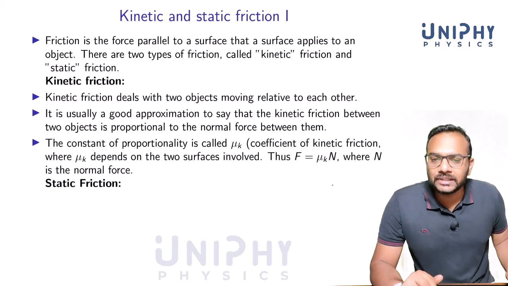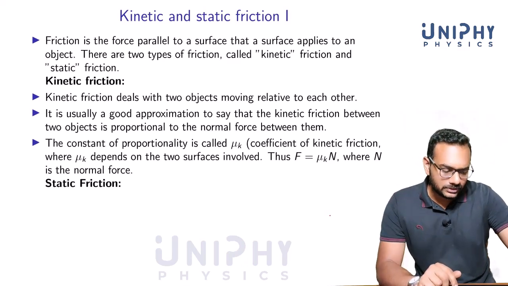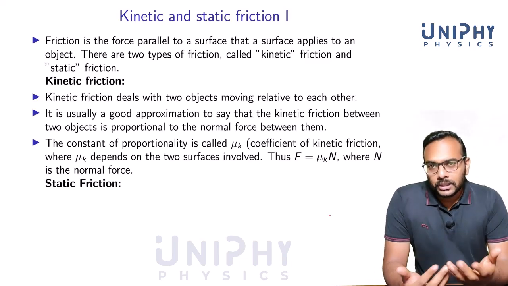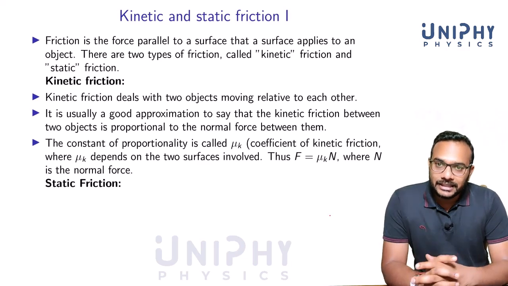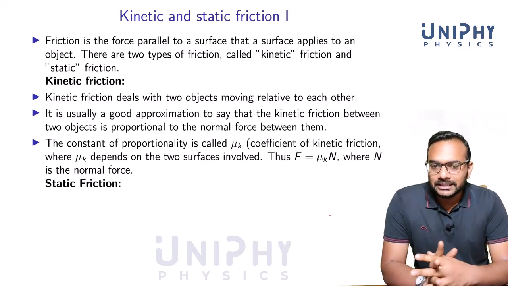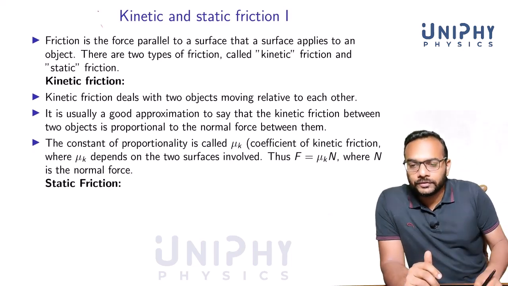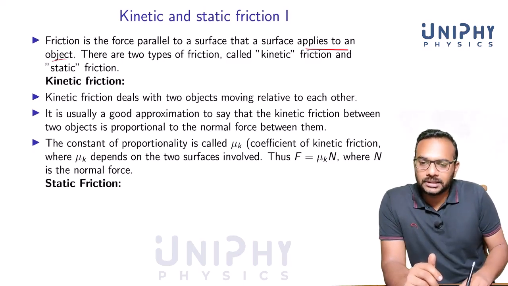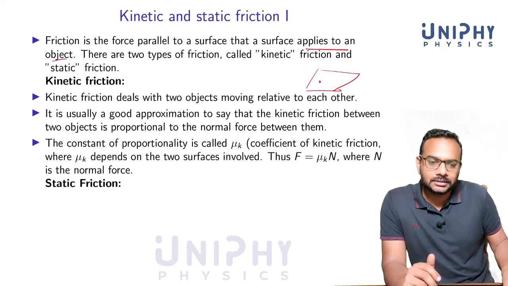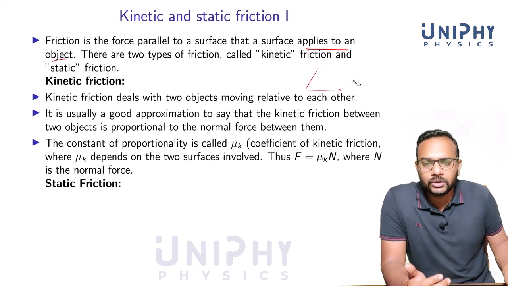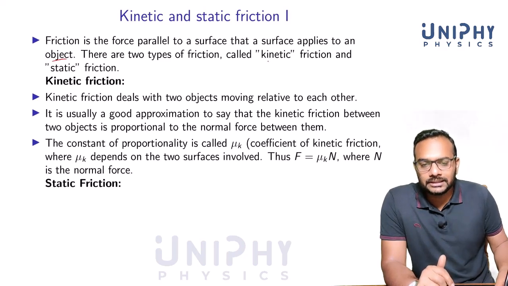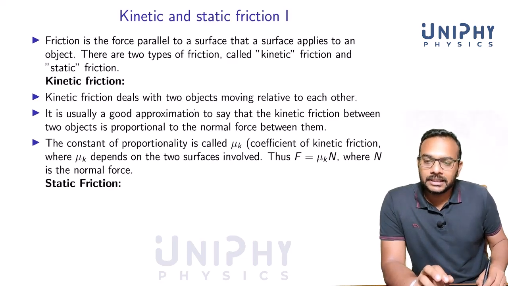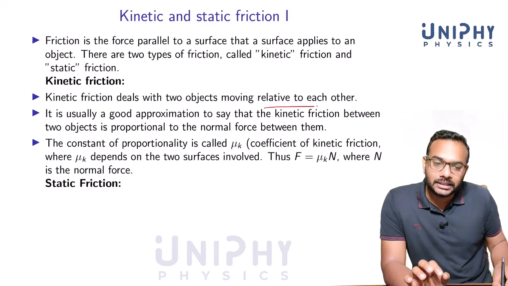Now coming back to friction. When we solve problems, it's good to know something more about friction. There are generally two kinds of friction, at least we can call them kinetic and static friction. There are other frictions, but we are discussing kinetic and static friction here. Friction is the force parallel to a surface that a surface applies to an object. An object is moving in a plane like this, and there is a force acting on the object. We are all familiar with this frictional force. What's kinetic friction? Kinetic friction deals with two objects moving relative to each other.